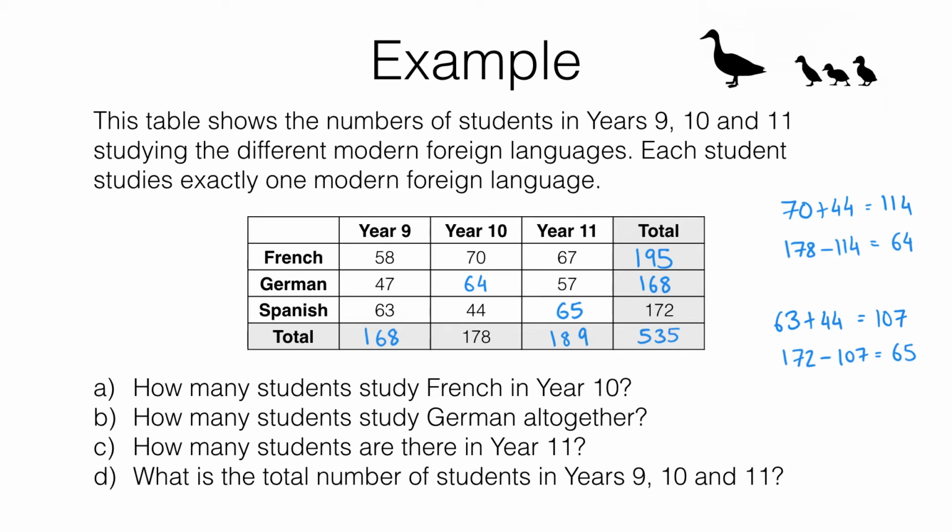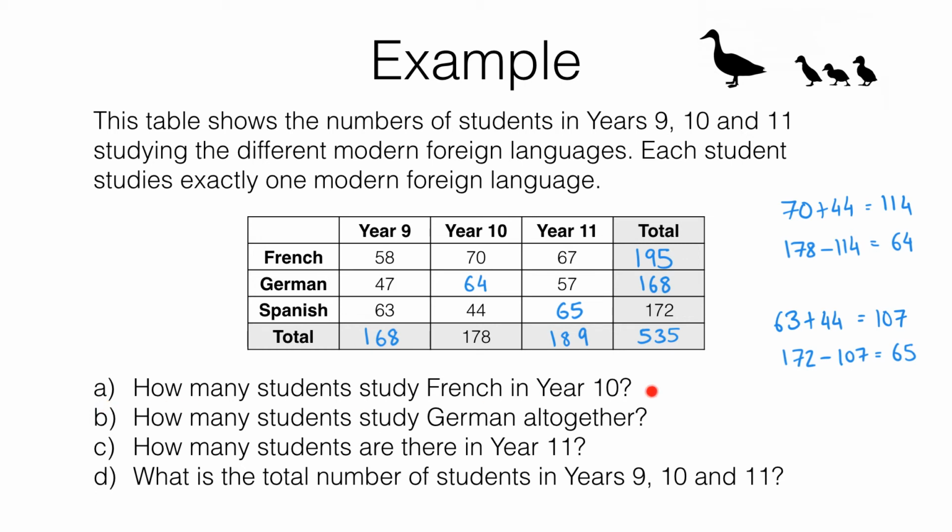535. Now, it's a really good idea here to check that these totals also add up to 535. The total number of Year 9, Year 10, and Year 11 students should be the same as the total number of French, German, and Spanish students. If they don't add up to the correct grand total down here in the bottom right, that means we've made a mistake. I've just checked these on my calculator and they do indeed add up to 535, which is what we expect.